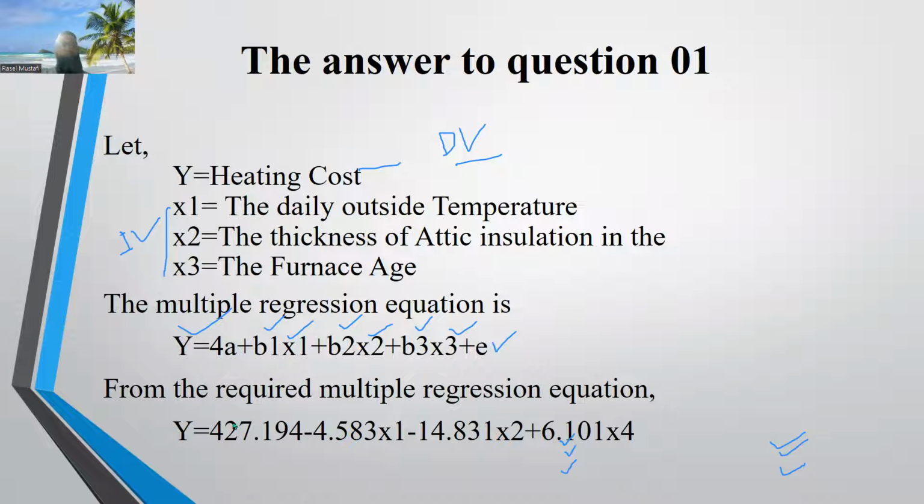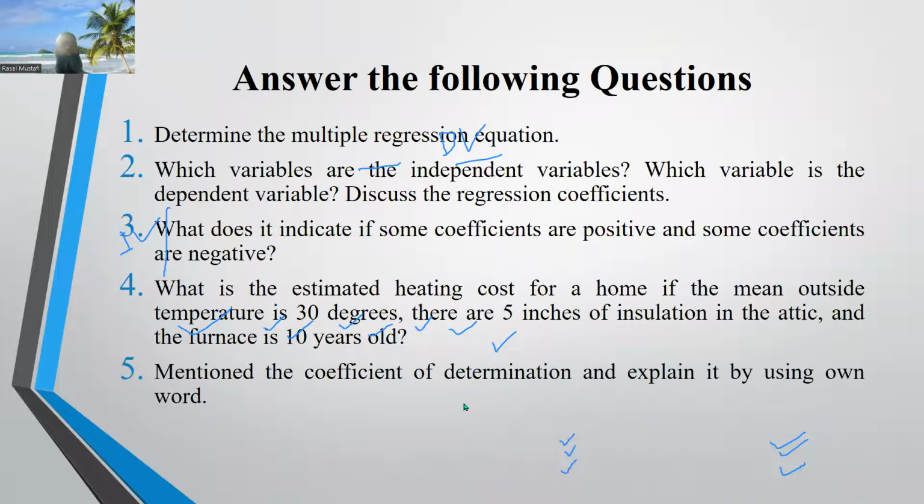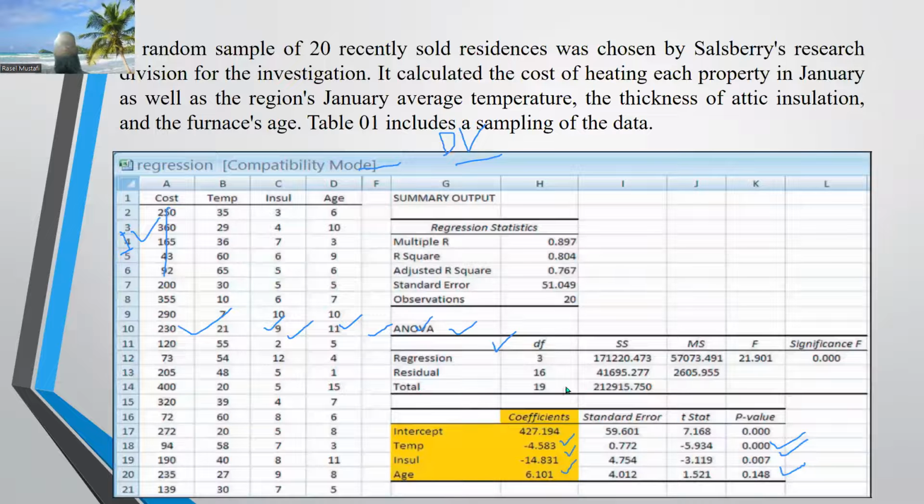From the required multiple regression equation, y equal to 427.194 minus 4.583 x1 minus 14.831 x2 plus 6.101 x3 is the required regression equation, which is taken from the regression coefficient table. Okay.